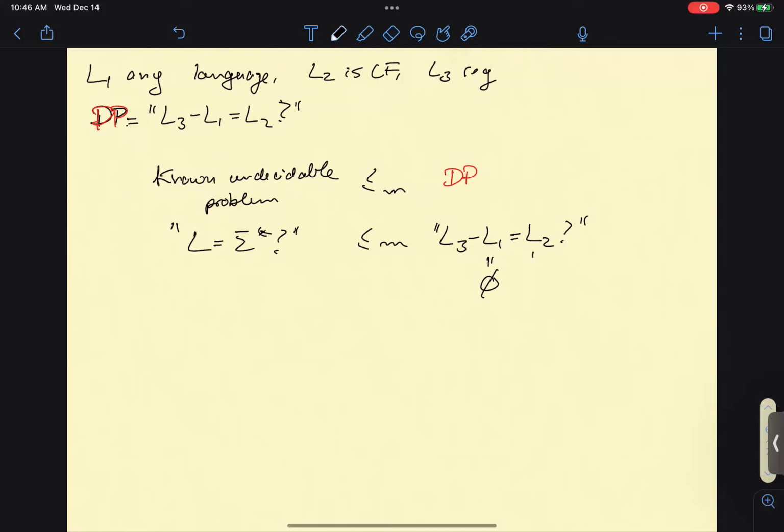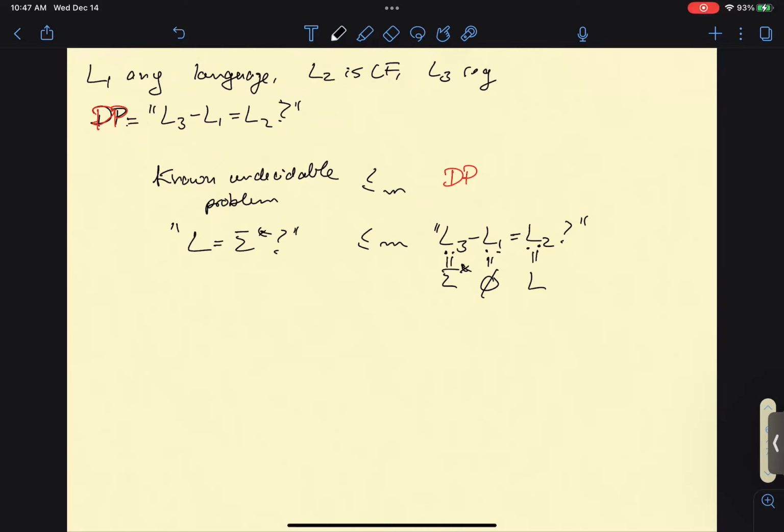Yeah, right. So this is L, and then this is sigma star, right? You have an arbitrary instance and then a particular instance. So here, I take the arbitrary L and assign that to L2. This is the symbol for assigning. L1 is assigned the empty set, and then L3 is assigned sigma star, right?